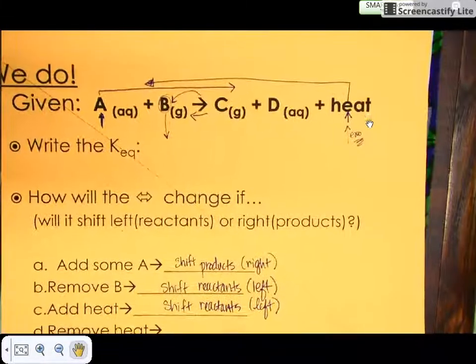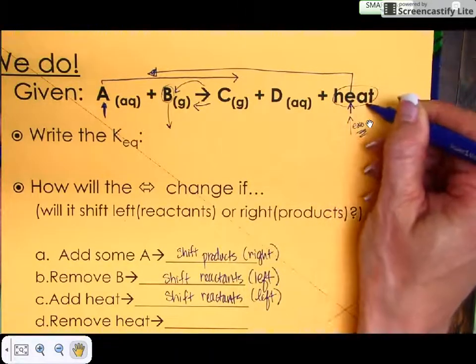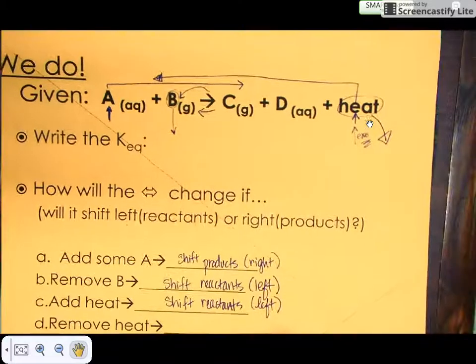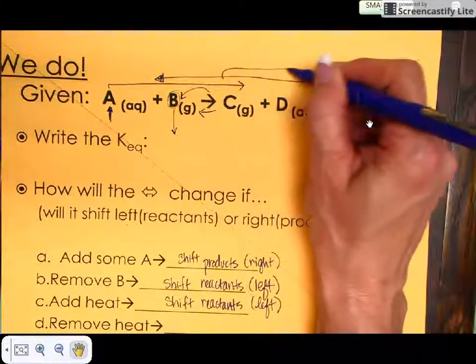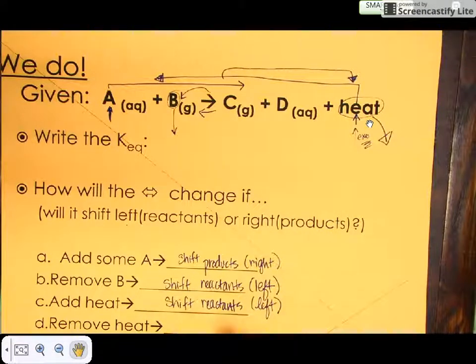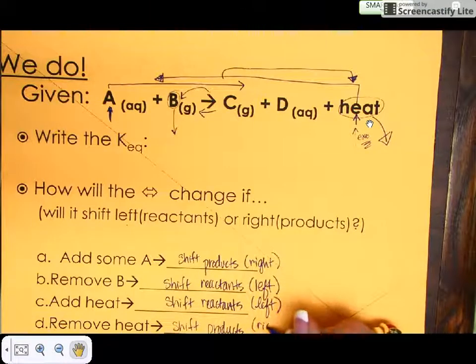D says remove heat. Well, if I come in here and I cool it down, I put some ice on it, cool it down, I remove the heat, it's going to try to put the heat back. So that would require that it shifts towards where the heat was so that it could put it back. So if you remove the heat, it's going to shift towards the removed component. So it's going to shift to the products or to the right.